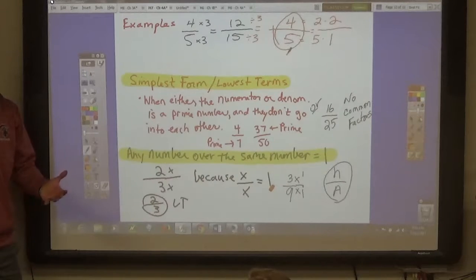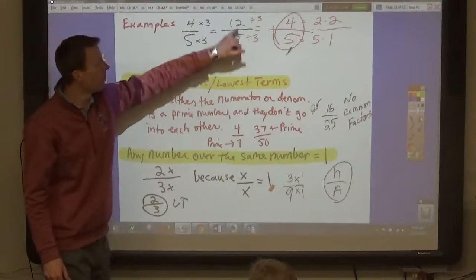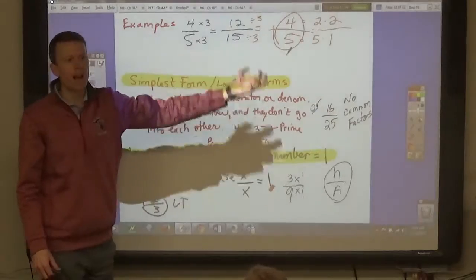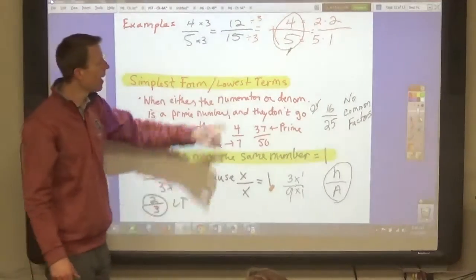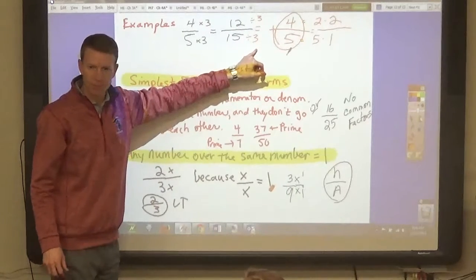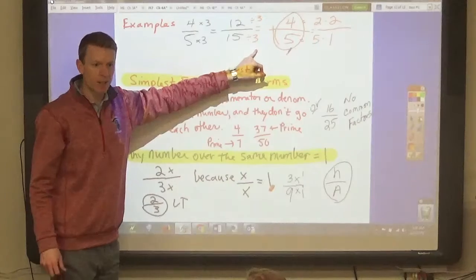If they don't have any common factors, then we know it's in simplest form. Okay? If they do have common factors, then we have to factor those out. We have to take those out of the numbers by dividing. All right? Does that make sense?